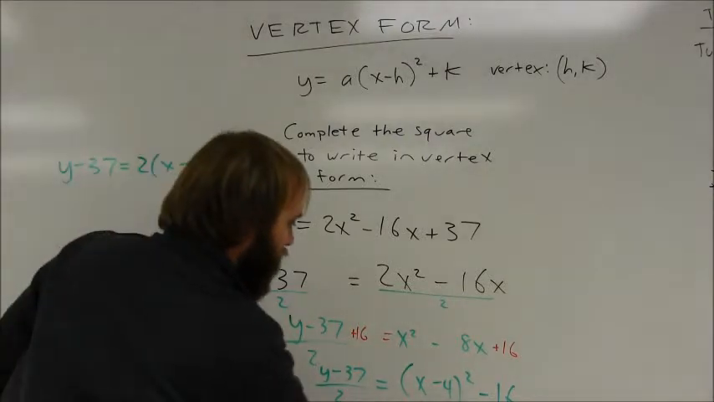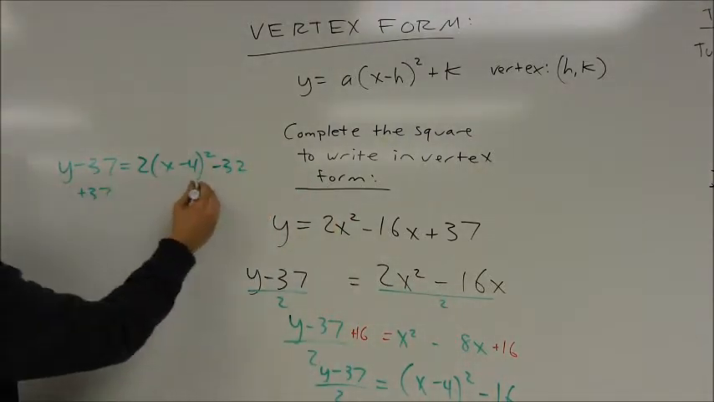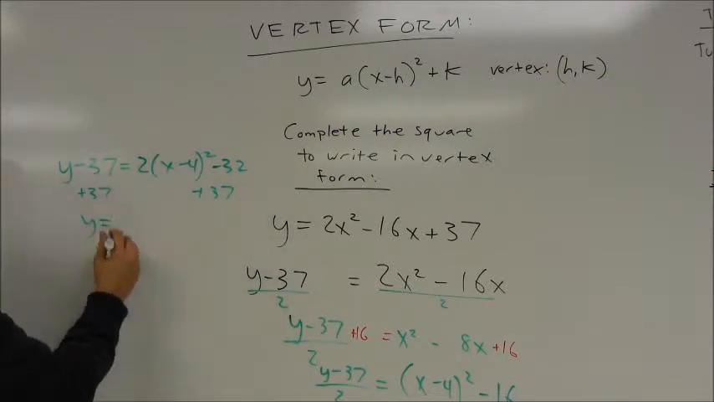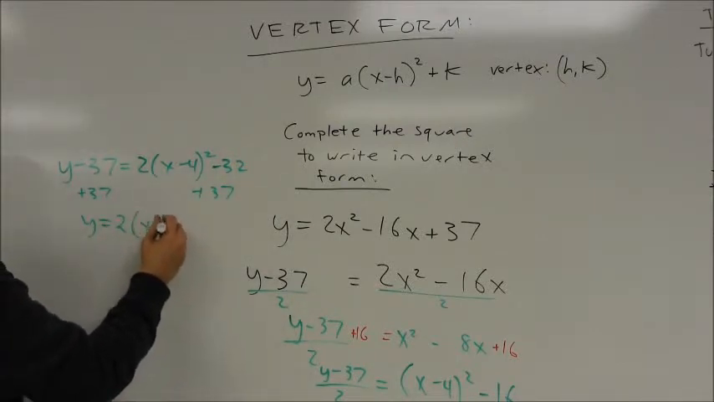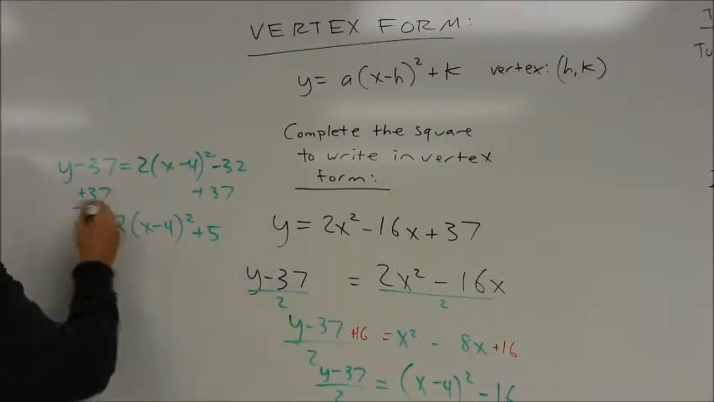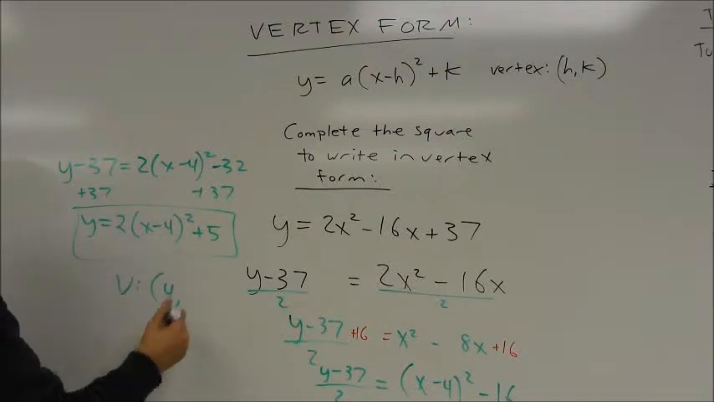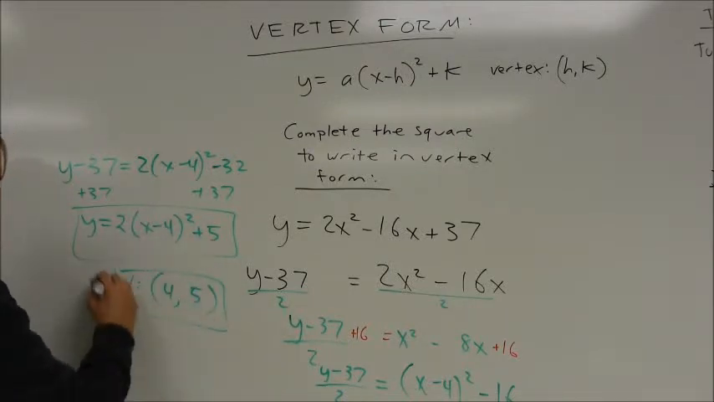Remember, I'm doubling both parts here, so that's minus 32, and now I'm going to add 37 to both sides, and I end up finding out that y is equal to 2 times the quantity x minus 4, quantity squared, plus 5. And that's my final function. Vertex going to happen at positive 4, positive 5.